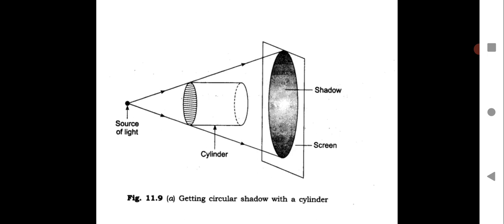Very simple to understand. You keep a screen in front of the cylinder, put a light source behind the cylinder, and arrange the cylinder horizontally. The shadow formed will be circular. Please draw this diagram in your notebook, children.